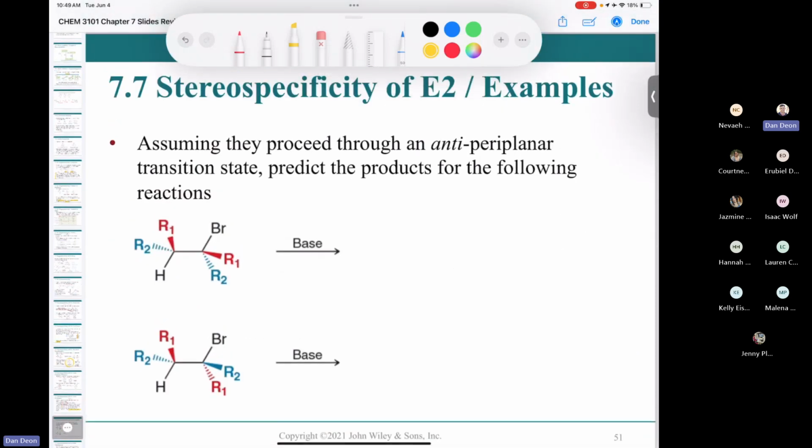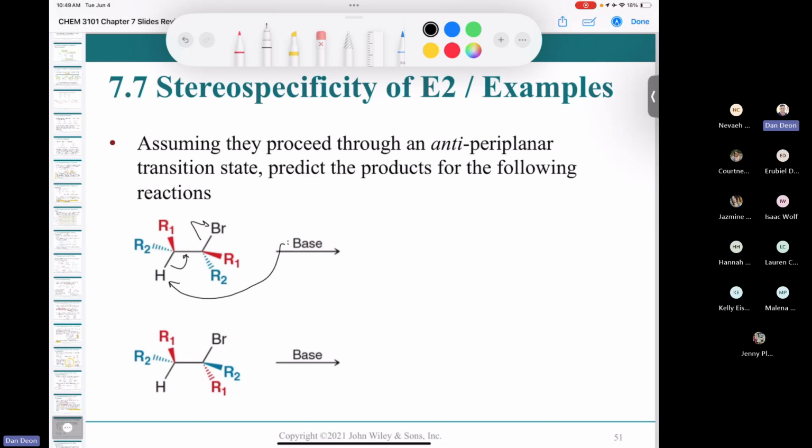So it says here, assuming they proceed through an anti-periplanar transition state, predict the products for the following reaction. So we would have our base. Okay, let me put my lone pairs on my base. The base is going to grab the proton, right, and make the double bond like that. Well, what are we going to get? Are the two R groups in red going to be on the same side of the double bond or opposite sides?